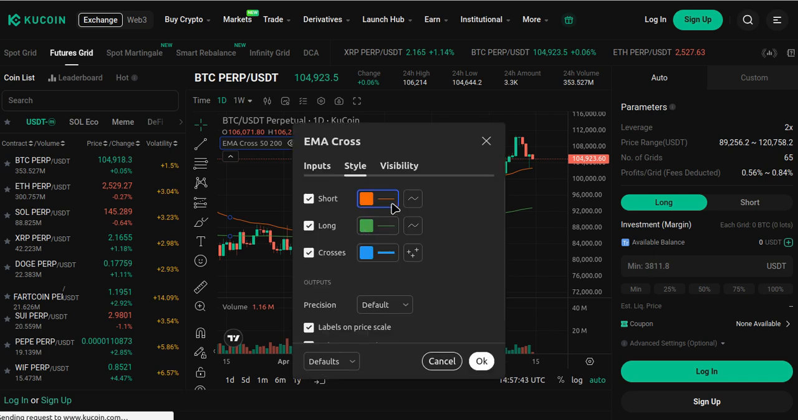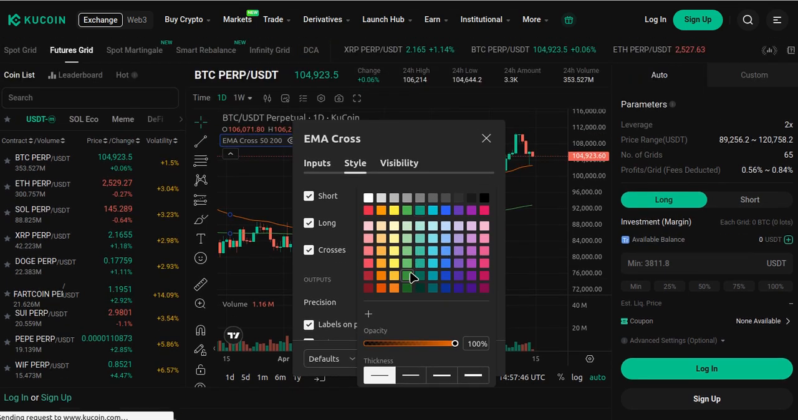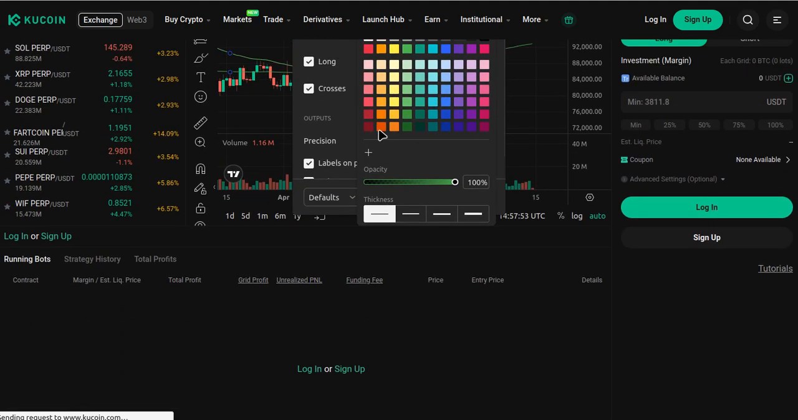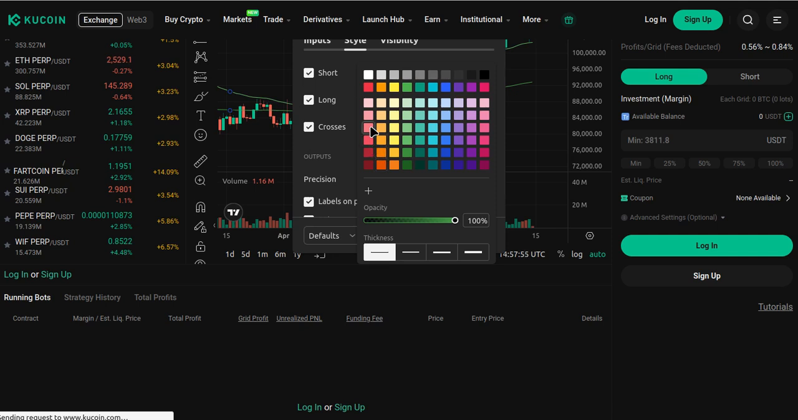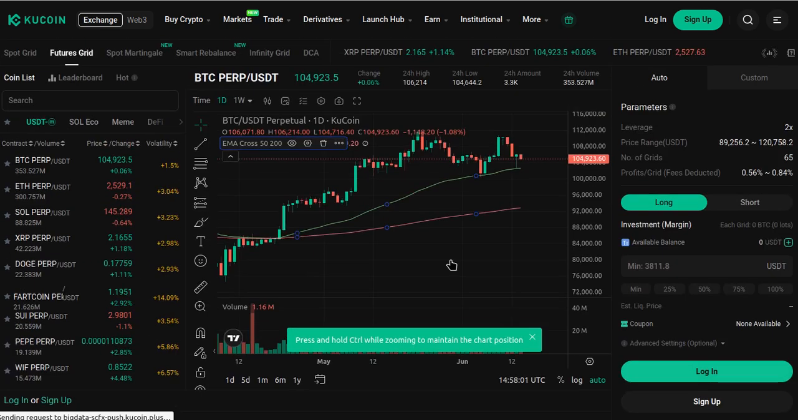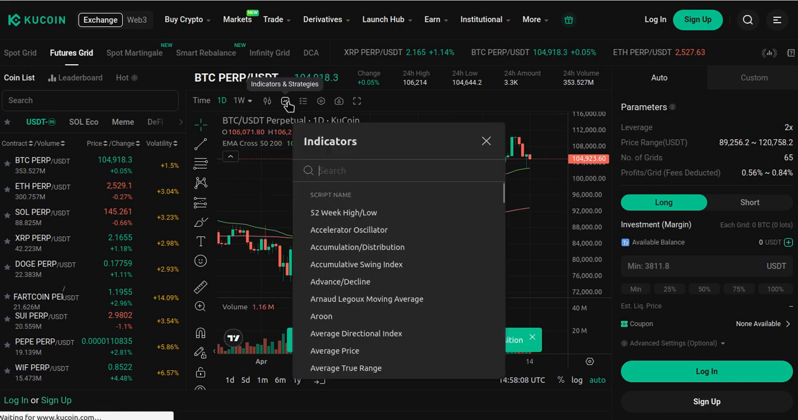Ideally, we want it to be green, and then this one red. Okay, that's the ideal. Now the second thing we want is the stochastic.